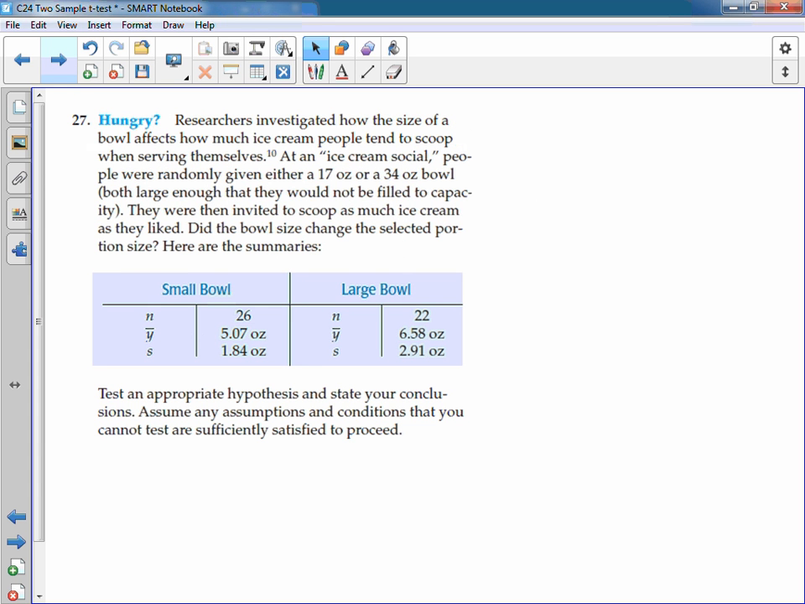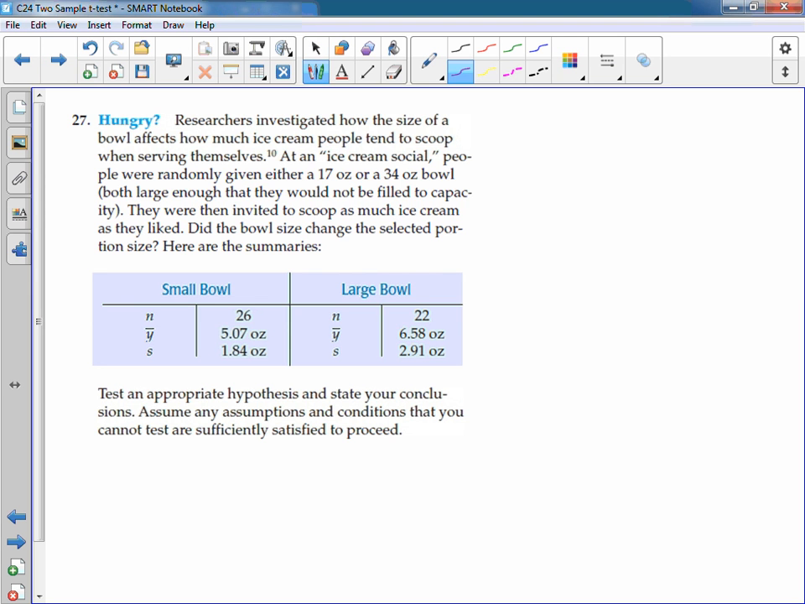Researchers investigated how the size of a bowl affects how much ice cream people tend to scoop when serving themselves. At an ice cream social, people were randomly given either a 17-ounce or a 34-ounce bowl, both large enough that they would not be filled to capacity. They were then invited to scoop as much ice cream as they liked. Did the bowl size change the selected portion size? And here are the summaries. Test an appropriate hypothesis and state your conclusions. Assume any assumptions and conditions that you cannot test are sufficiently satisfied to proceed.